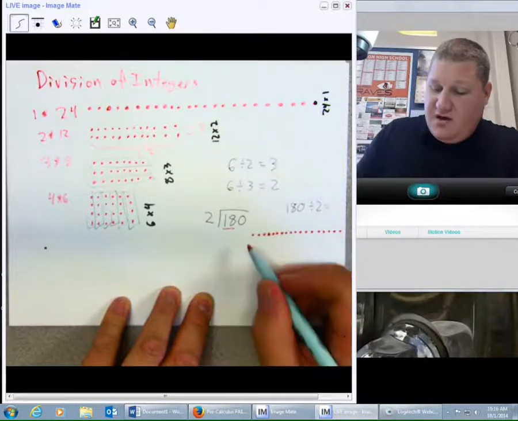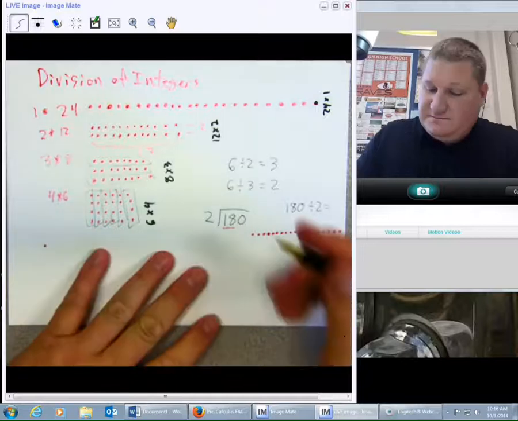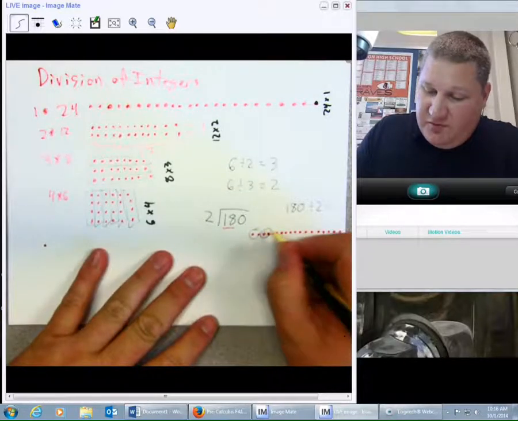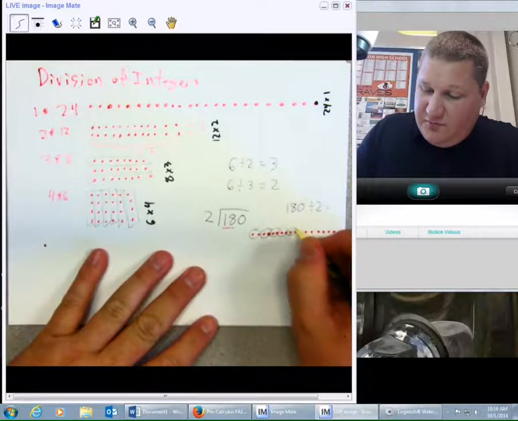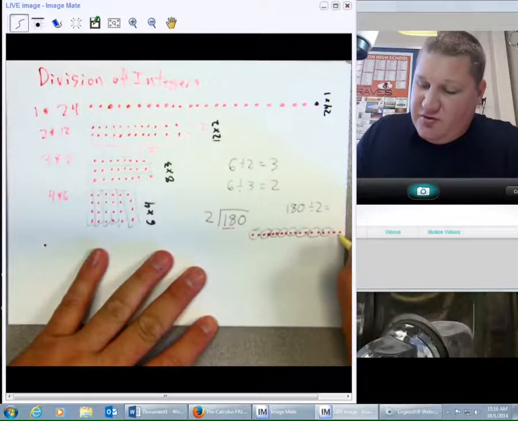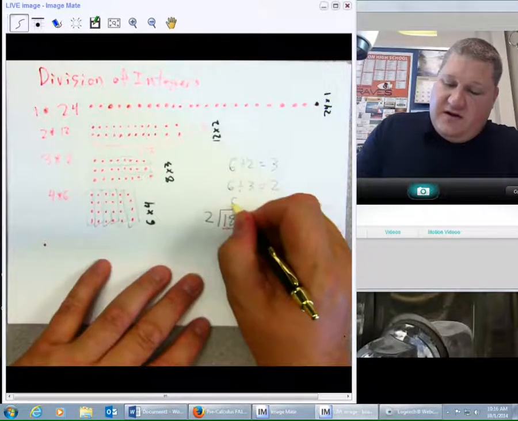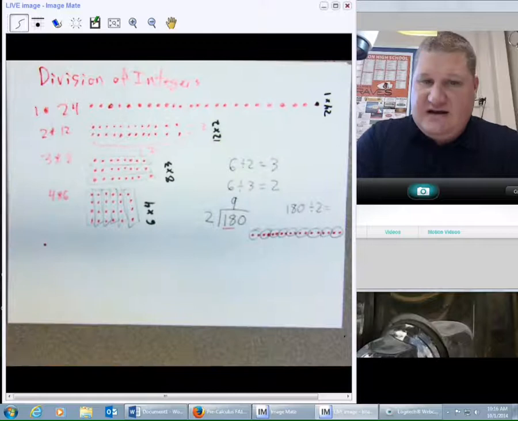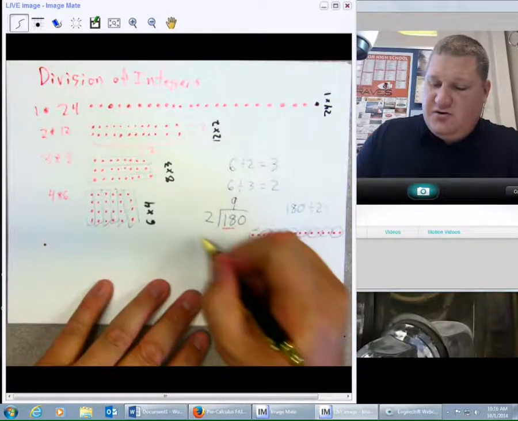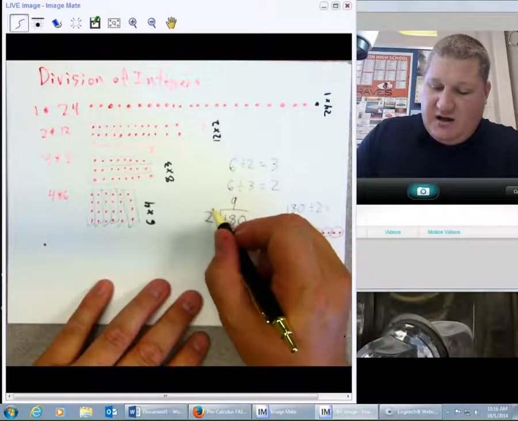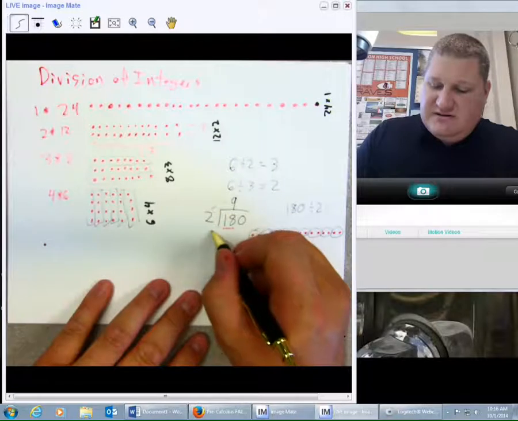All right, let's split them into groups of 2's. 1 group of 2, 2 groups of 2, 3 groups of 2, 4 groups of 2, 5 groups of 2, 6 groups of 2, 7 groups of 2, 8 groups of 2, 9 groups of 2. So it goes together 9 times. 9 groups of 2. So I say, well, 9 times 2 is 18.